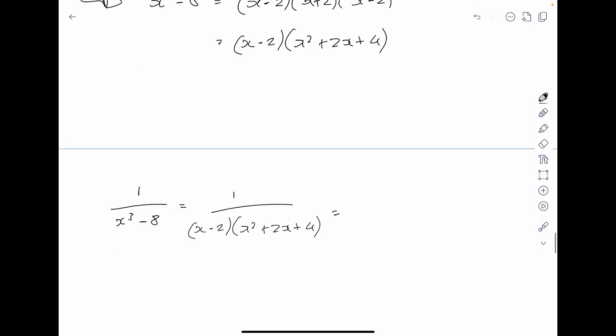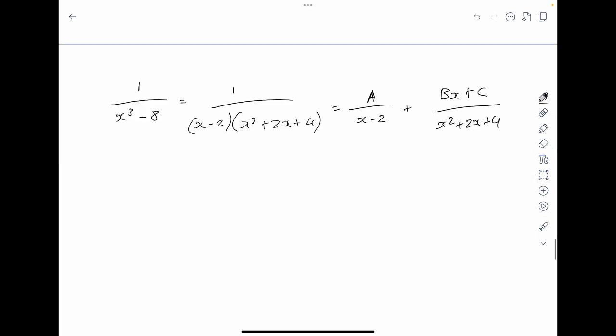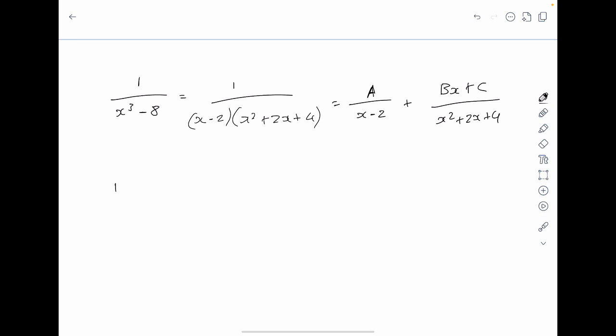which equals a over x minus 2 plus bx plus c over x squared plus 2x plus 4. Right? Brilliant. And so we do the same process again. Now we're just going to say 1 is going to equal a(x squared plus 2x plus 4) plus (bx plus c)(x minus 2).